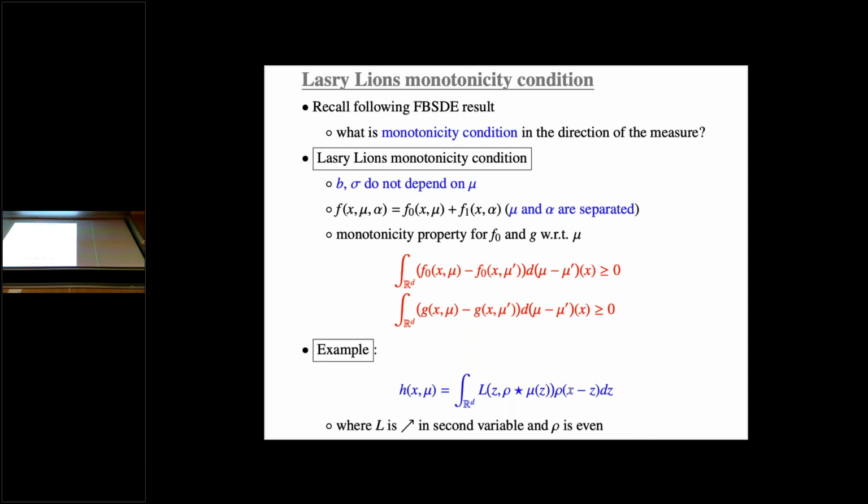When you integrate the loss capital L, z is going to be very close to x. So you compute the cost in the neighborhood of x. In the second argument, you have the convolution rho star mu at point z. Rho star mu is a way to compute the local mass in mu around z, and so around x. So h of x and mu is a kind of local loss, depending on the local mass in the neighborhood of little x. I claim that this is monotone if the loss increases when the second argument increases.